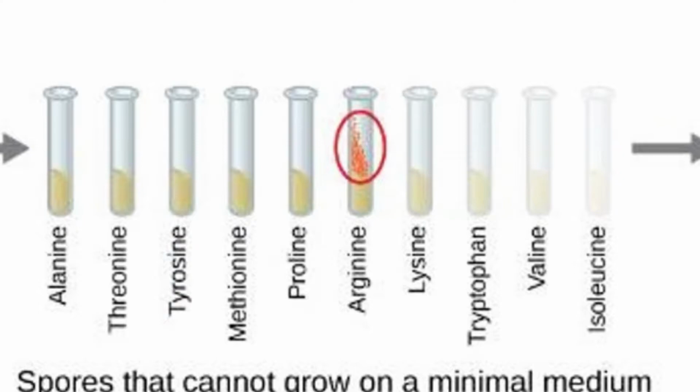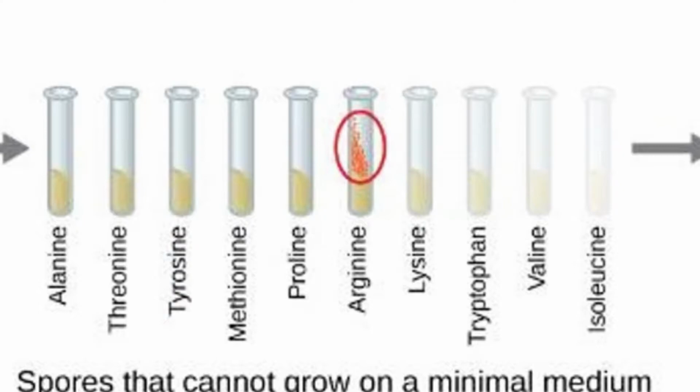So in this case, the spores that couldn't grow on a minimal medium were tested on minimal media with one single amino acid added. So alanine, threonine, tyrosine, methionine, proline, lysine, tryptophan, valine, and isoleucine, when these were added, the organism still wouldn't grow. In the arginine tube, however, the organism did grow, which indicated that they must have a mutation in that pathway and were incapable of producing that particular amino acid.